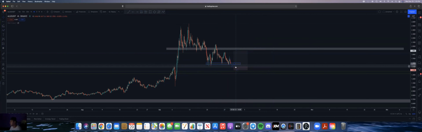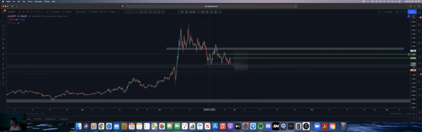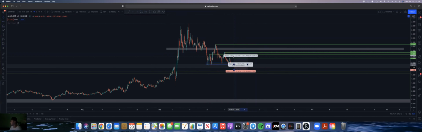So if this support holds on the 4-hour, you're probably getting in here, and then you're looking to target maybe this previous high. You've got this one right here, you've got this one as well, and then you also have this one up here. So all of these are offering you a nice 10, 15, 20% trade, even 30. And you're risking probably about 5%. So that's just how I map out my trades for short-term opportunities.